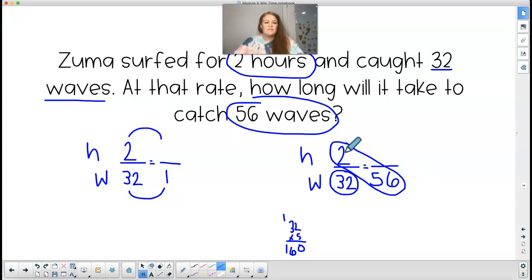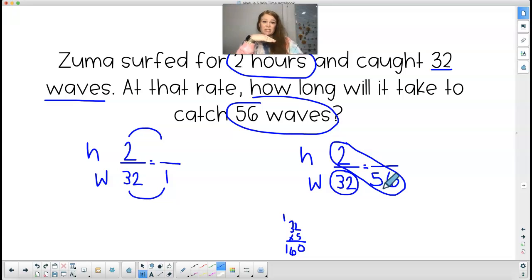Once I know what 56 times 2 is, then that will let me know, do I need to go bigger than 5 or smaller than 5? Knowing what that middle number is helps me know what number I should try next. So it's 56 times 2 divided by 32.